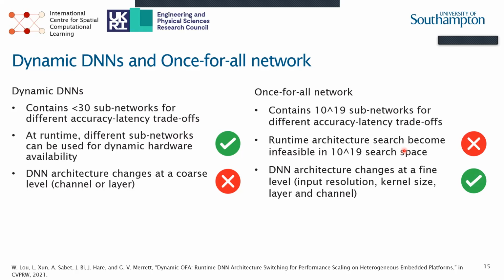The Once-for-All network contains 10 to the power of 19 subnetworks, and it is more efficient than dynamic neural networks because it can change in multiple dimensions: input resolution, kernel size, number of layers, and number of channels. But because the search space is so large, doing the search at runtime is not feasible. It's just too slow. So what we do is combine the ideas of the two approaches. We propose Dynamic OFA, which combines the benefits of dynamic neural networks and the Once-for-All network.